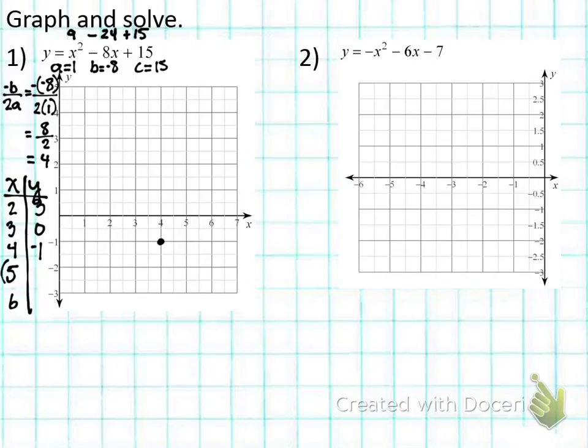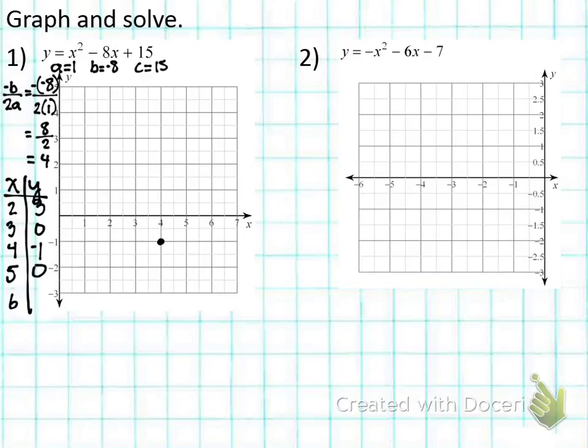Okay, next one is 5. Okay, so 5 squared is 25. Negative 8 times 5 is negative 40. And we're going to work it out. 25 minus 40 is negative 15. Negative 15 plus 15 is 0. Okay?